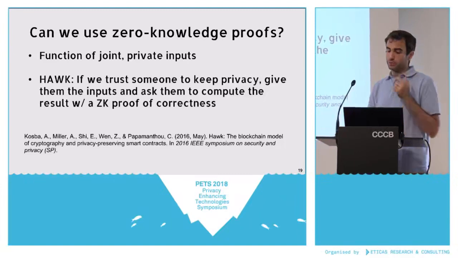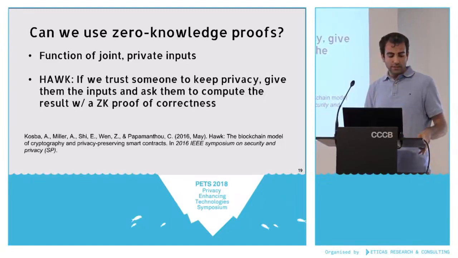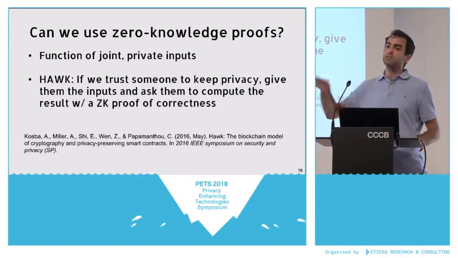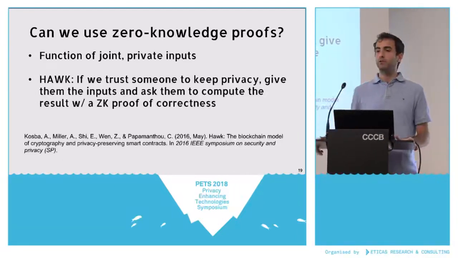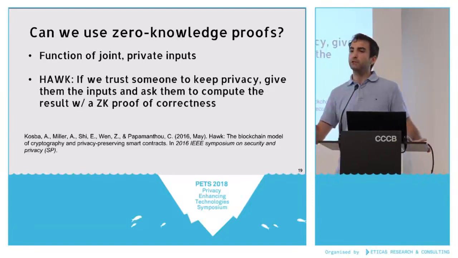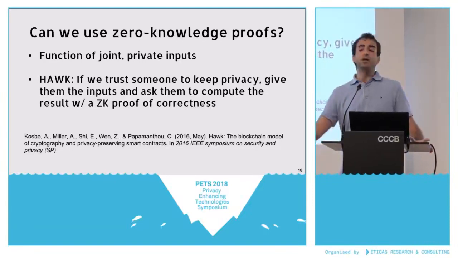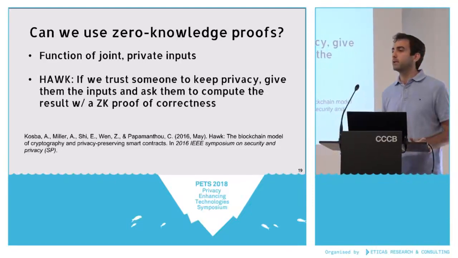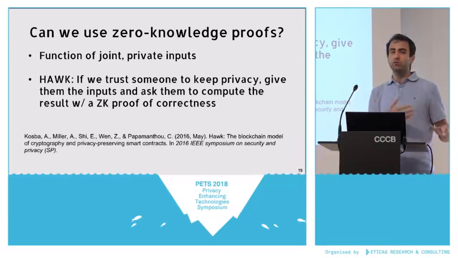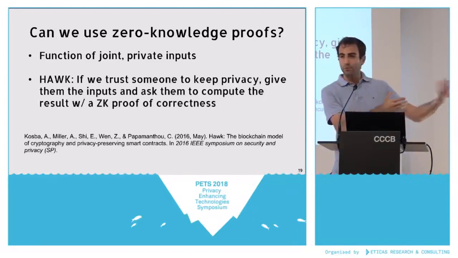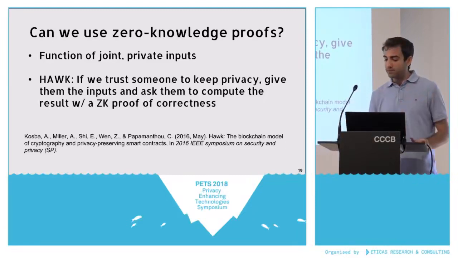There was a proposal, an earlier paper called Hawk, where they said, okay, here's how you can do that with zero-knowledge proofs. Trust some manager, and this manager will be your privacy manager. He's totally trusted just for getting privacy. You give him the two auction bids, and he'll tell you which is the max, and then he'll give you a proof of correctness that he did the right thing. Now, that works, but it sort of misses the point a little bit, because you have to trust the privacy manager. You have to actually give your inputs to someone, and that's not exactly what we want in a fully private system.